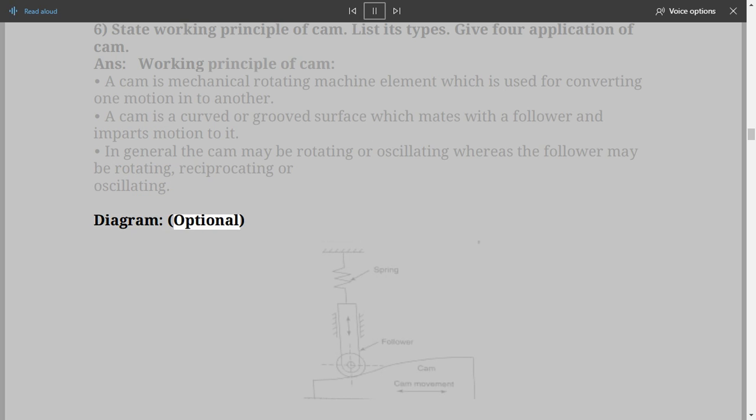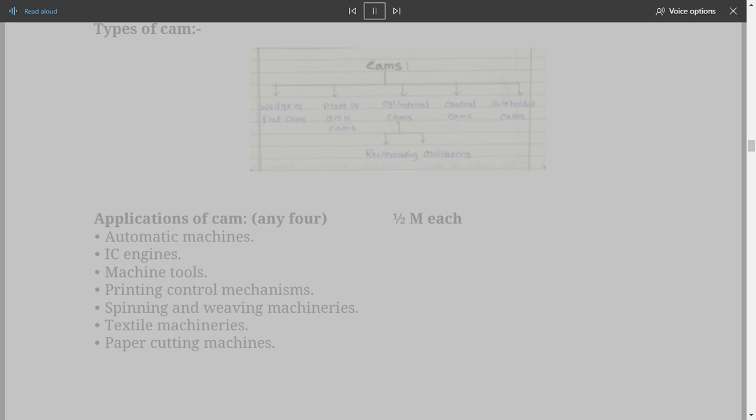Diagram, optional. Types of cam. Applications of cam, any 4, half a mark each: automatic machines, IC engines, machine tools, printing control mechanisms, spinning and weaving machineries, textile machineries, paper cutting machines.